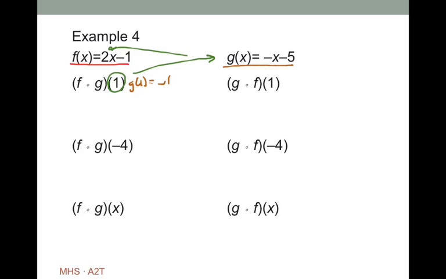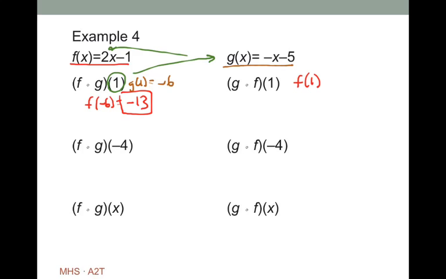G of 1 is going to be -1 minus 5, or -6. Now we take that value, -6, and plug it into our f function. F of -6 is 2 times -6 minus 1, which is -13. Okay, so go ahead and pause the video. Try to figure out the remaining ones, and I'll take you through all of them once you come back.